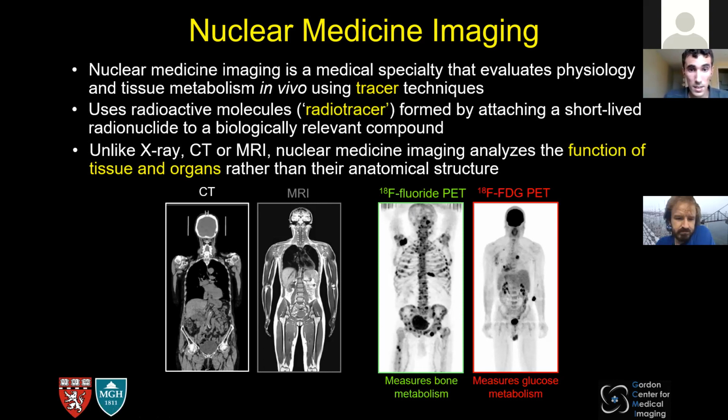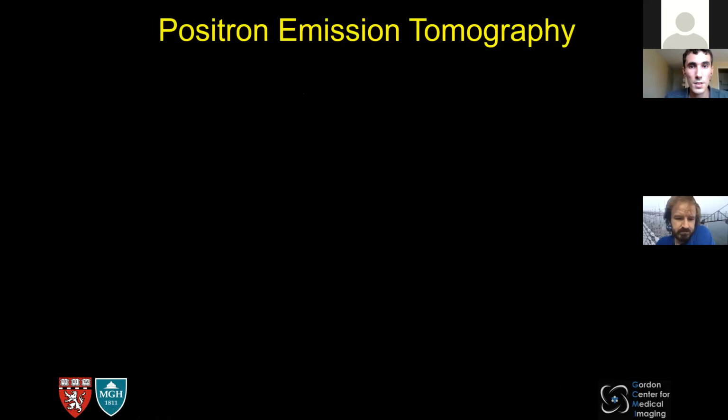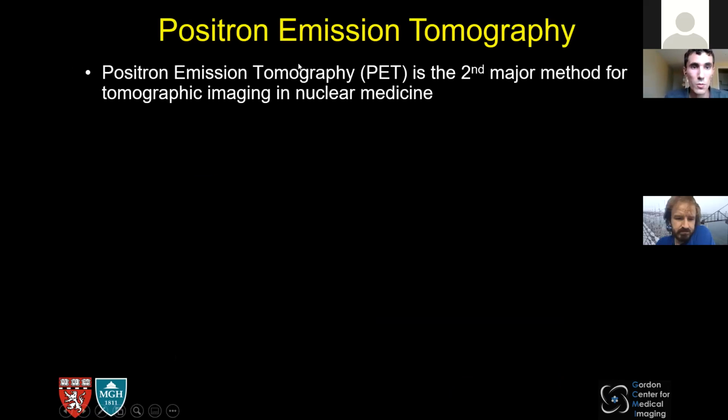So now I think we can go further into explaining what PET is about. So positron emission tomography, or PET, is the second major method for tomographic imaging in nuclear medicine, the other one being SPECT, so single photon emission computed tomography. So SPECT to this day is still more widely used than PET, primarily because it's cheaper. But the importance of PET is increasing every year in the clinic, okay?